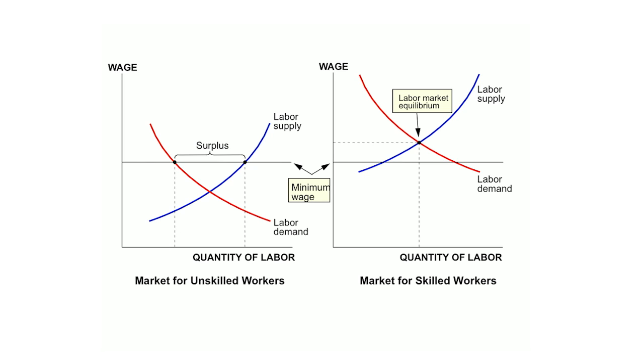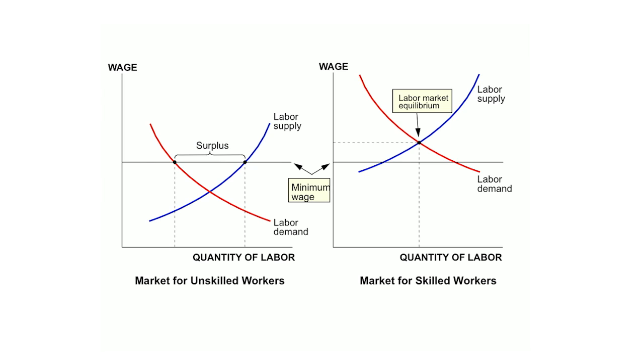On the right is the market for skilled workers, and note that the labor supply and labor demand curves are drawn where their intersection, their equilibrium, is above the government-imposed minimum wage. So in that sense, the minimum wage is not binding for those skilled workers. That wage is going to be at the equilibrium.